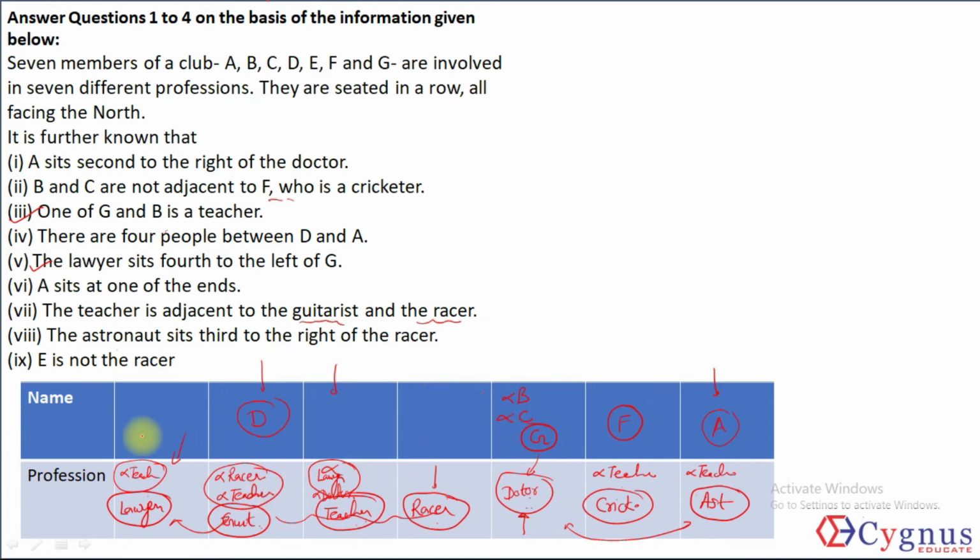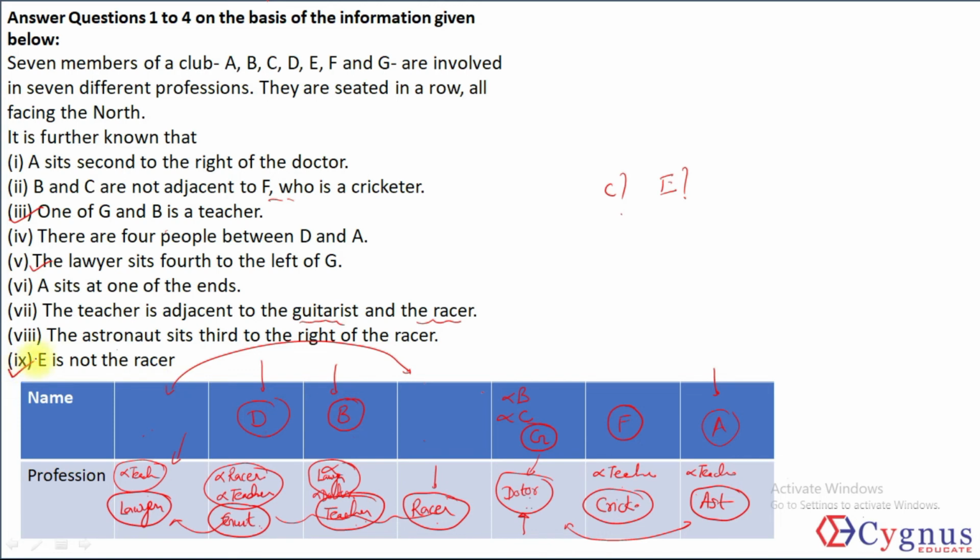1, 2, 3, 4. So lawyer sits fourth to the left of G. And I also know that one of G and B is a teacher. And you already know that G is a doctor. That means who's a teacher? B must be a teacher. So I'll put B here. Fine. So you're done with A, B. Need to find the profession of C. You're done with D also. C and E. Need to find the profession of C and E. They'll occupy these two places in some order.